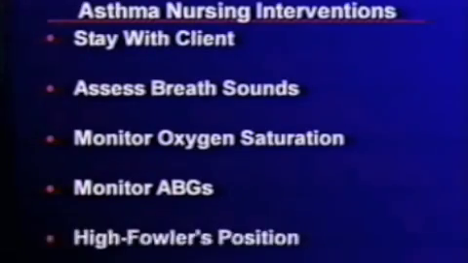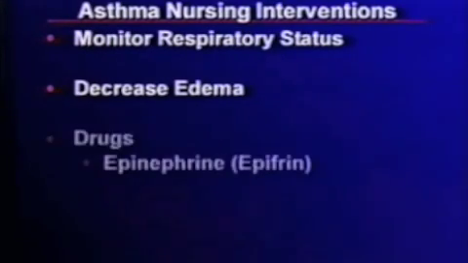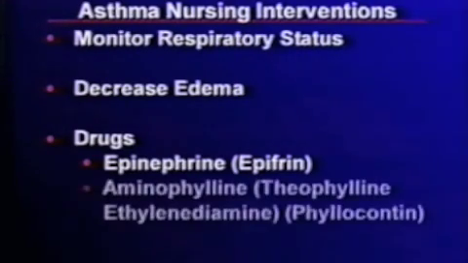Now, you're going to put them in a high Fowler's position. That's very important. But the other thing is that we're going to have to not only monitor their respiratory status, but give them something to decrease the edema in those alveolar sacs. The first thing that we give is a drug called epinephrine. Now, epinephrine, remember, is given subcutaneously, and it's a bronchodilator. We're going to be monitoring the effects of that type of drug, and usually there's a protocol where it's given 3 times. You give 3 doses, and if there's no effective change in the respiratory status, then the client needs to go to an IV infusion of a drug called aminophylline.